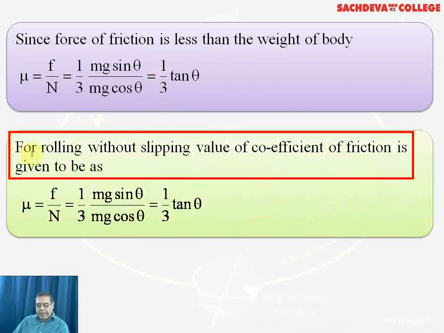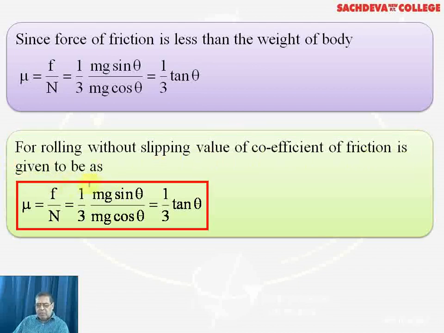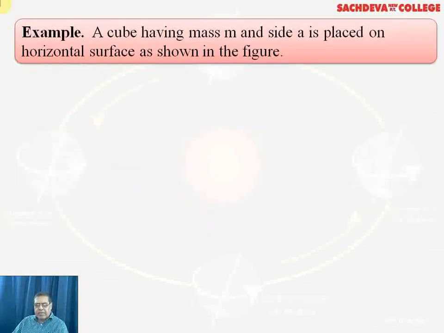Now, for rolling without slipping, the coefficient of friction is given like this. Mu is equal to F over N, or 1 over 3 mg sine theta over mg cos theta. Mg will cancel off, so 1 by 3, and the ratio of sine and cosine will be tan. So the net value of mu is equal to 1 over 3 tan theta. Now we have to go through certain examples.